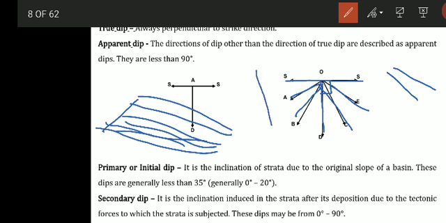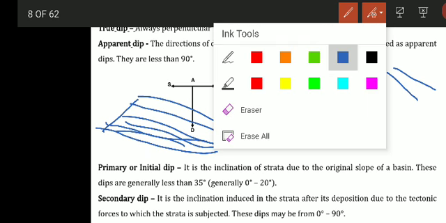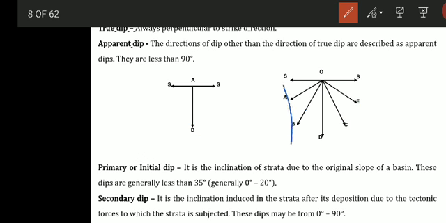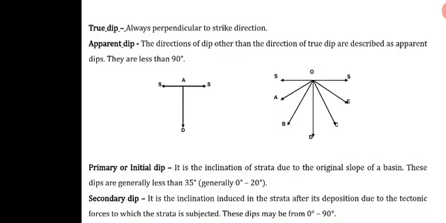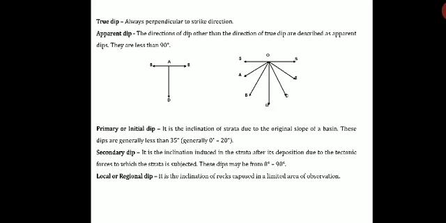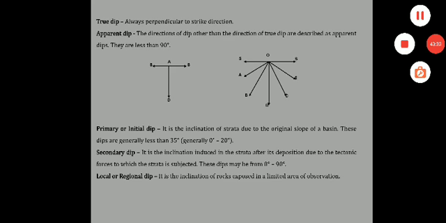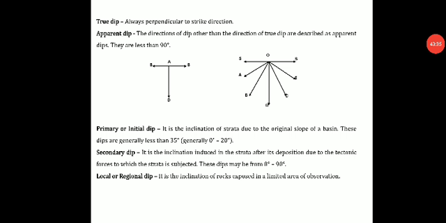The very important ones are true dip and apparent dip. So true dip is always perpendicular to the strike, and apparent dip is other than 90 degree. The other dips are called the apparent dips, which are less than 90 degree. In the next class we will start with the structures of rock, that is folds, faults, joints and unconformity.